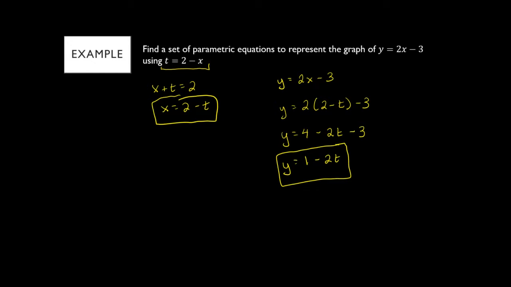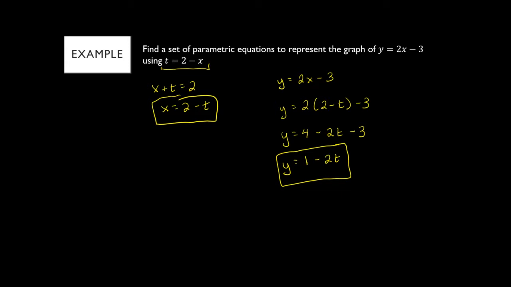So to represent the graph of y equals 2x minus 3, we can use these two parametric equations, 2 minus t and 1 minus 2t. So it's sort of like the reverse of what we had to do when we were eliminating the parameter.